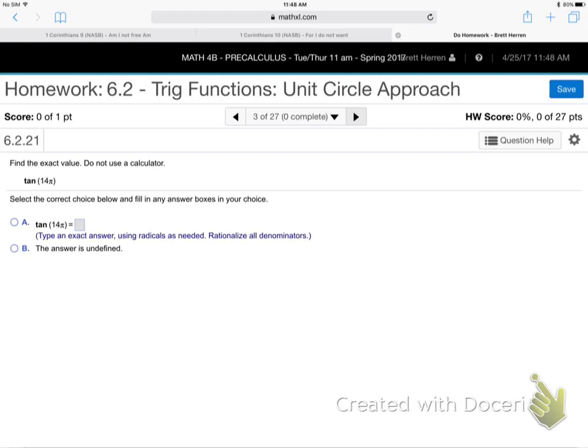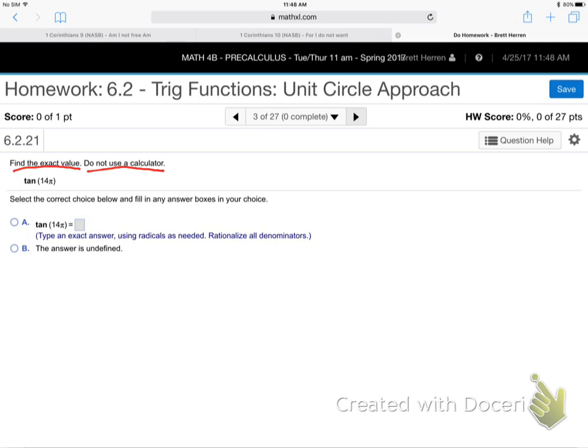All right, so the tangent of 14 pi. So this is question number 3, tangent of 14 pi. That's a little tricky. How are we going to do that? Now notice it says find the exact value. Do not use a calculator.